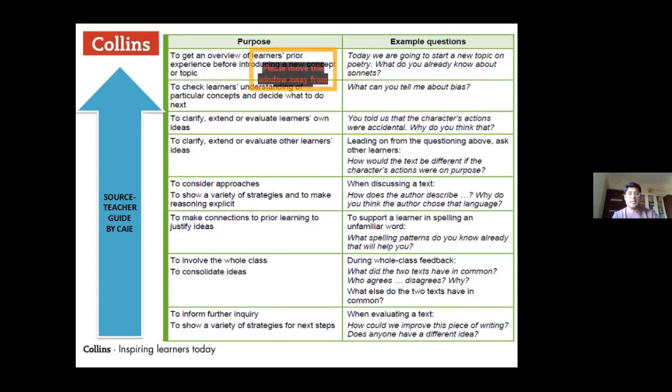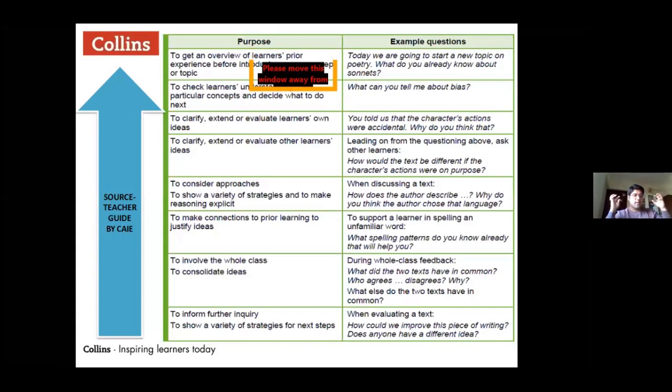So try to elicit responses. That will help them think. If you look at the third example, you told us the character's actions were accidental. Why do you think that? So find the evidence, because they ask you for an example, even in IGCSE. Pick up a suitable example or suitable evidence from the text to support your answer. So why do you think that? It's not just limited to answering why, but also reasoning out further. If you have a whole class feedback, what did the 2 texts have in common? Who agrees? Who disagrees? And why? And then you can give them a task.